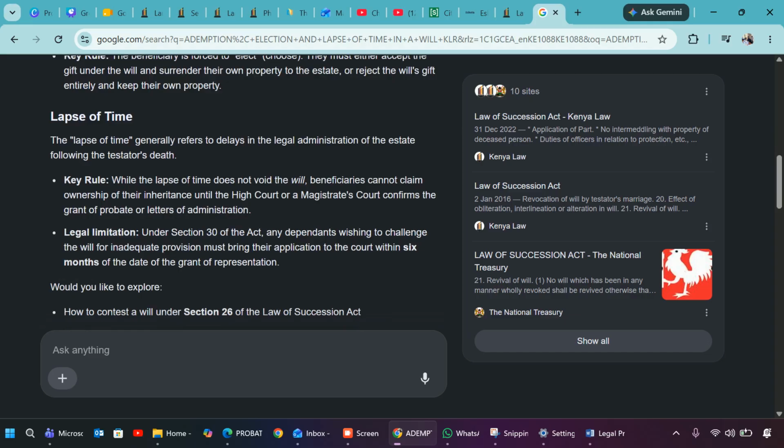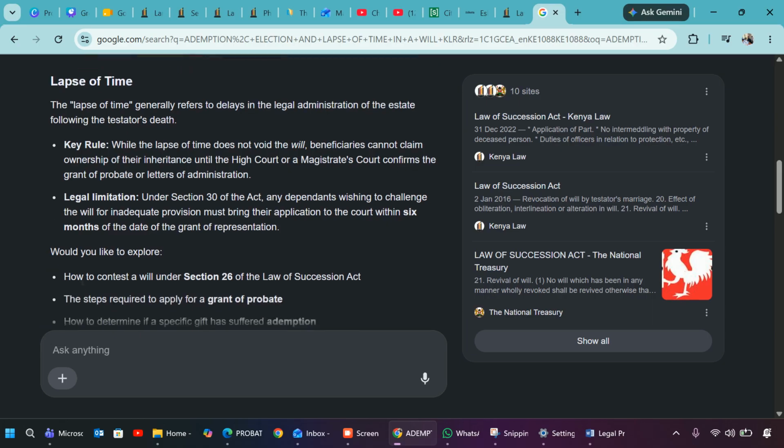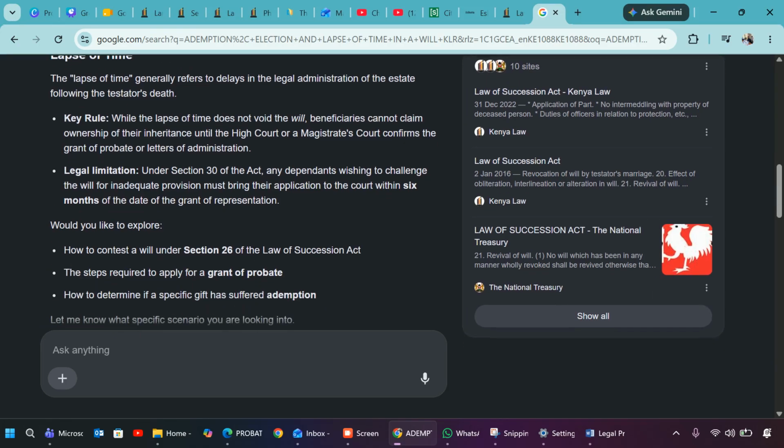Lapse of time. The lapse of time generally refers to delays in the legal administration of the estate following the testator's death, and the key rule is that while the lapse of time does not void the will, beneficiaries cannot claim ownership of their inheritance until the High Court or a magistrate court confirms the grant of probate or letters of administration. There is a legal limitation under Section 30 of the Act that any dependent wishing to challenge the will for inadequate provision must bring the application to the court within 6 months of the date of the grant of representation.